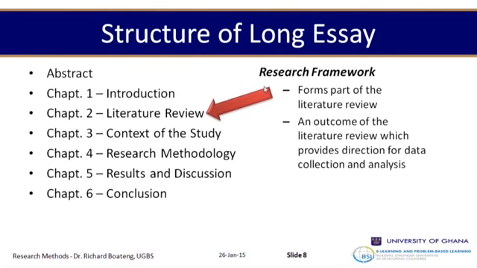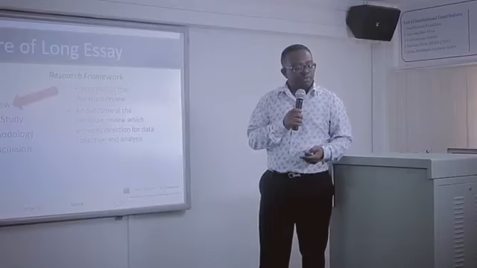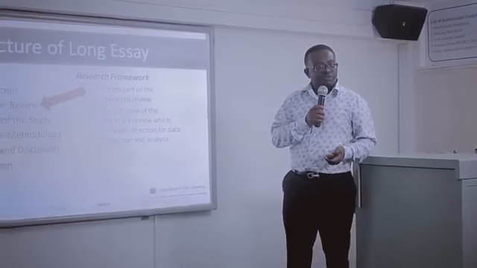Now, a research framework forms part of a literature review. A simple outline for a long essay or a thesis can look like this: an abstract, introduction, literature review, context of study, chapter 4 being research methodology, results and discussion, and then conclusion. Within this, you use the introduction to establish why you are doing the research. So you present your research gaps there, which will be discussed within your research problem. Then you talk about the significance of your research.